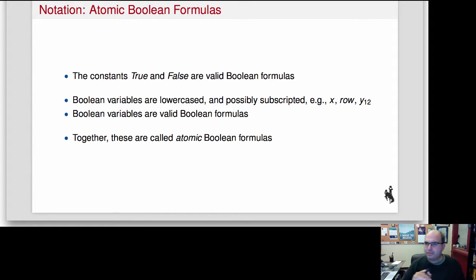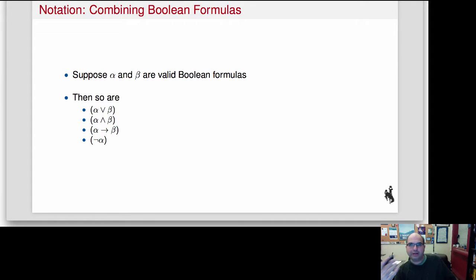And what does a Boolean variable look like? It looks like a lowercase letter, okay? Maybe it's subscripted, like for example, y sub 12, 1, 2, okay? Maybe it's a lowercase word, like row. I'm also going to allow that, right? So those are valid. If you have a proposition, which is a Boolean formula, a variable, or if you have the constants true and false, then I'm going to say that is an atomic Boolean formula, okay? And the reason that I'm calling it atomic is because of this. I'm going to combine those now.